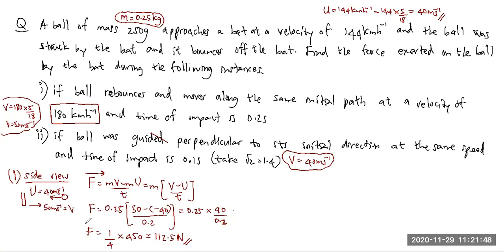And that is in this direction according to the diagram I have drawn. So this is the ball. It bounces off the bat like this. So for the first question, the answer must be 112.5. Sorry, 112.5. And the next one, for the second part, now we have to see from the top.